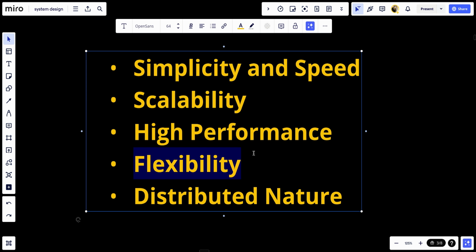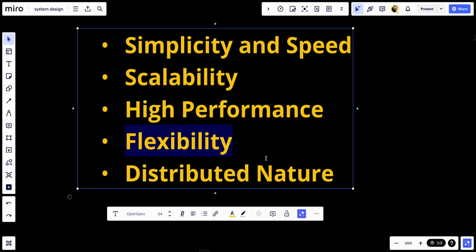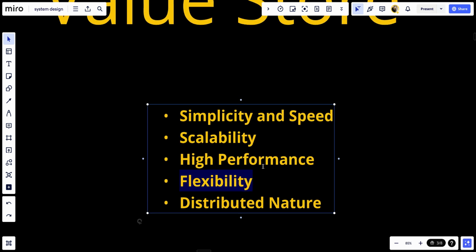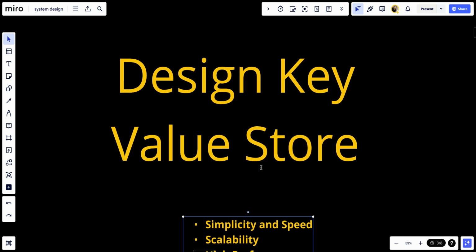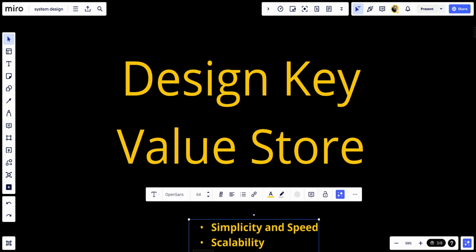Also, the distributed nature. Many key value stores are designed to be distributed across multiple nodes, improving fault tolerance and availability. They support replication and partition strategies that enhance resilience and performance. So we have talked about what a key value store is and why we need it, and this is the first step in your system design interview. You need to know what we are designing and why we need it.